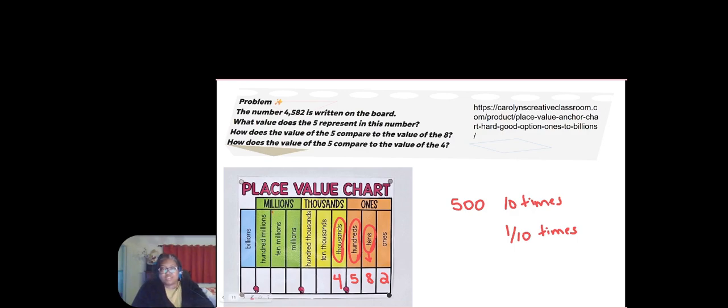I have this particular place value chart, but we can have any type of place value chart to figure out the value of each number.